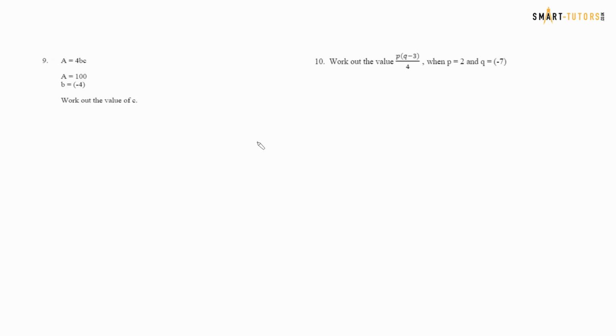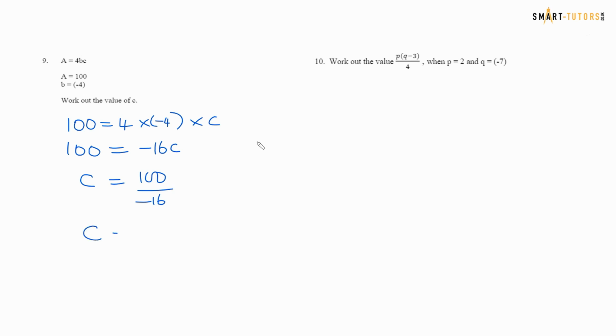Question number 9. A equals 4BC, A equals 100, b equals minus 4. So 100 equals 4 times minus 4 times C. Work out the value of C. So here 100 equals minus 16C. So C equals 100 divided by minus 16. So C equals minus 50 over 8. If I simplify, minus 25 over 4. Right, so if you want, we can give it as a minus 6 and 1 over 4. That is the answer.